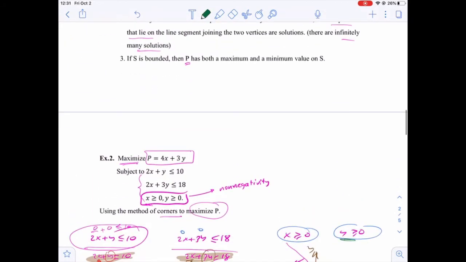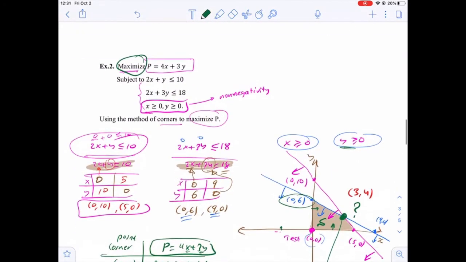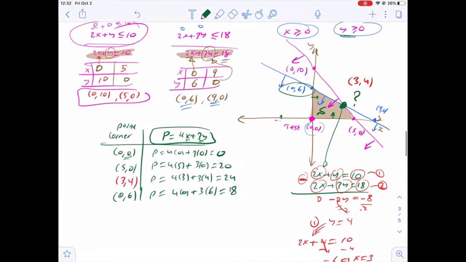But we want here to maximize, to find the maximum value of P that's obtained from a certain point. So what is the point that gives us the maximum value? The maximum value is 20, and that can be attained at (5, 0). So P is maximum at the point (5, 0), and its value is 20.